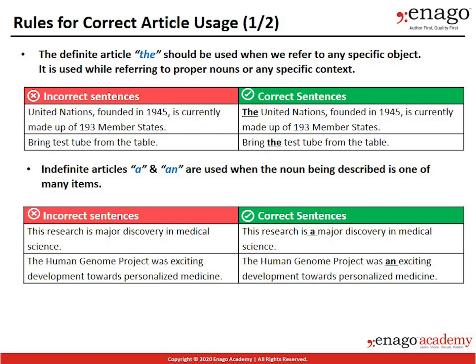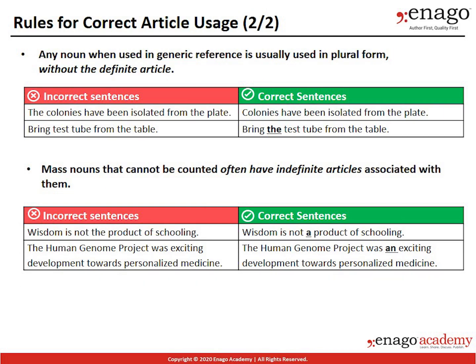So the definite article, the, should be used when you refer to any specific object. And it's also used when referring to proper nouns or any specific context. So you've got something like the United Nations, the test tube, whereas you have the indefinites when it's one of many. So it's a major discovery or an exciting development. That's when you're delving down. As I say, the is the specific one, and a is one of, so there could be others. Next slide. So any noun, when used in generic reference, is generally a plural without a definite article.